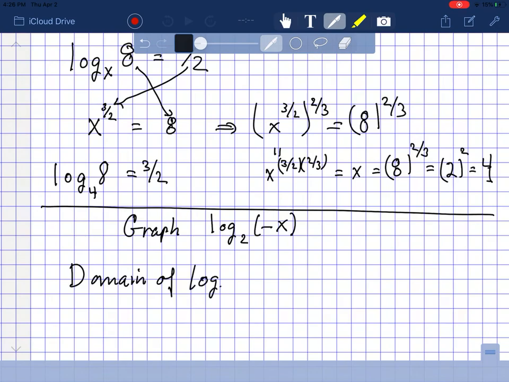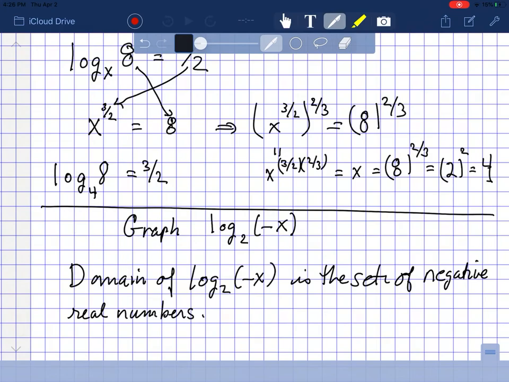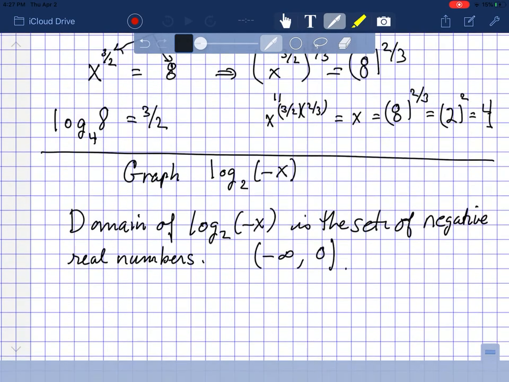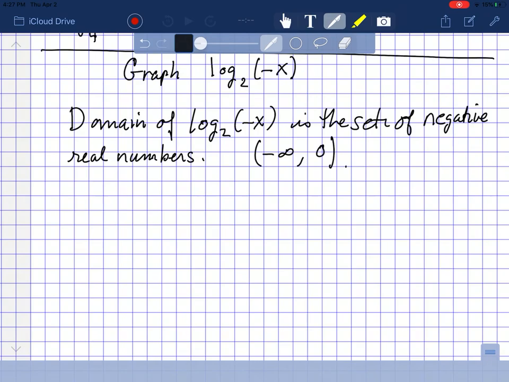So that means that the domain of the log base 2 of minus x is the set of negative real numbers. In other words, it's defined on the interval minus infinity to 0. Okay?